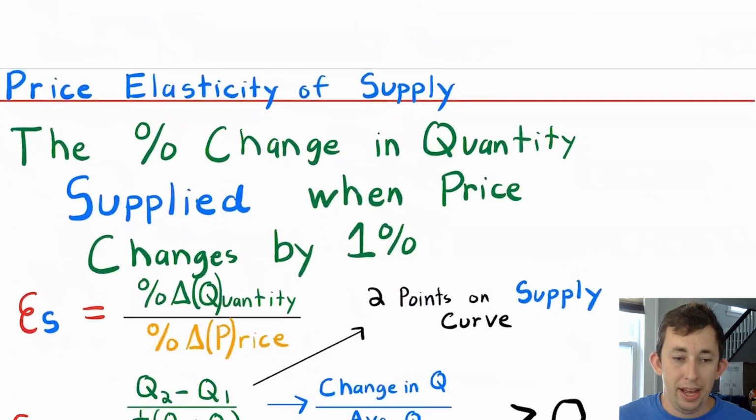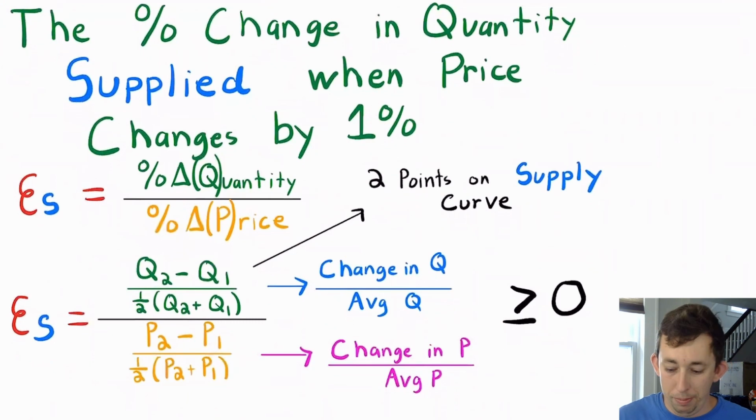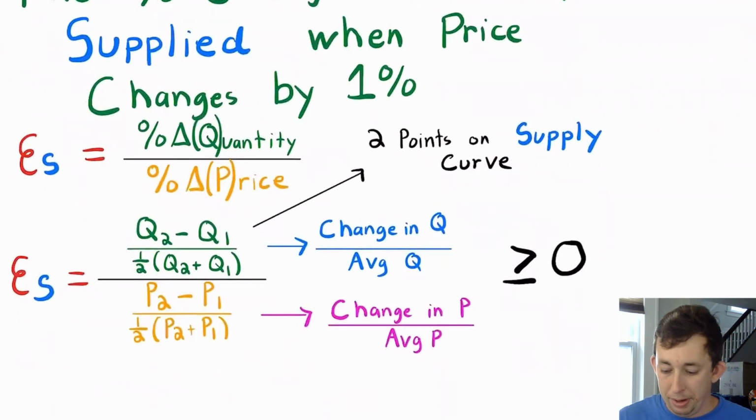Now, if we flip that and go to the price elasticity of supply, it's very similar, but now it's the percentage change in quantity supplied when the price changes by 1%. Again, we're using this midpoint formula. We've got E sub S for the elasticity of supply. We're still using that midpoint formula, except now these are 2 points on the supply curve. So this is the percentage change in quantity over the percentage change in price. Again, we generally expect this to be greater than or equal to 0, because if you're the seller and you see the price of your good go up, you probably want to supply more.